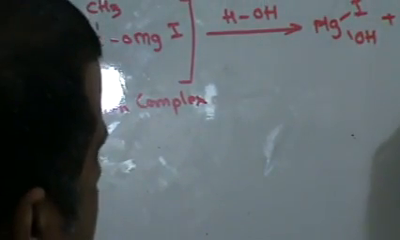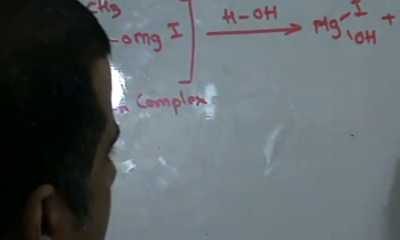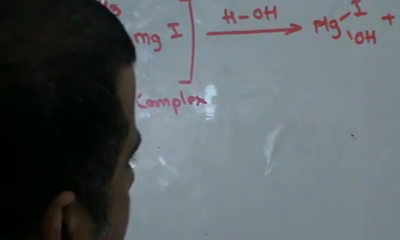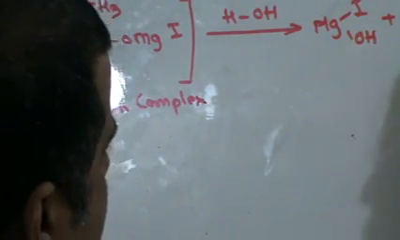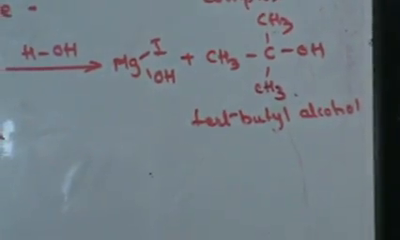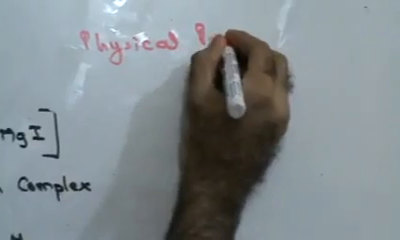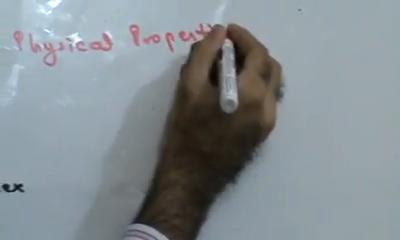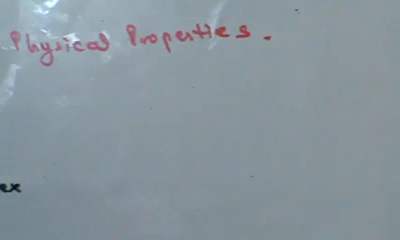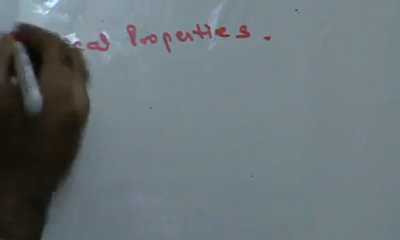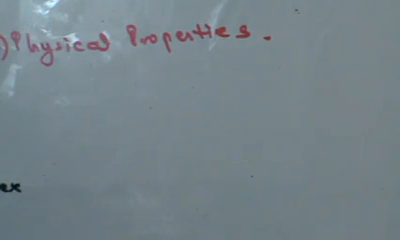Four carbon atoms, therefore butyl, OH, therefore alcohol. This carbon is tertiary, so this is tertiary butyl alcohol. So what you get here is tertiary butyl alcohol, right? Next, let's see the physical properties of alcohol.